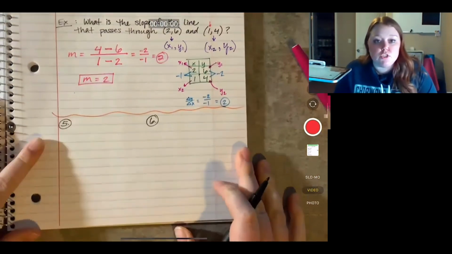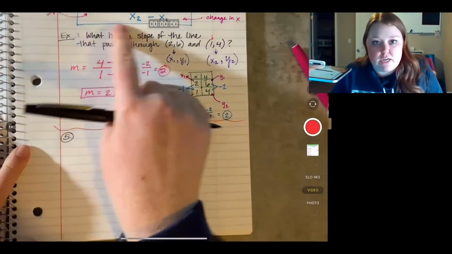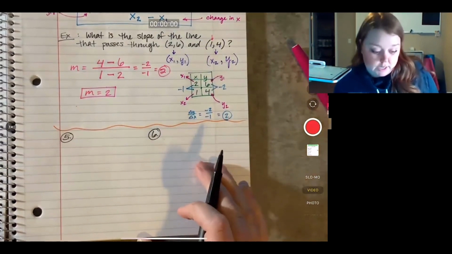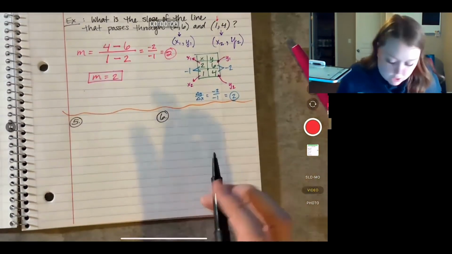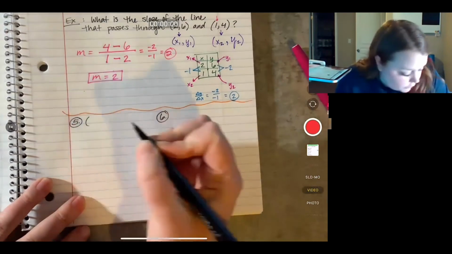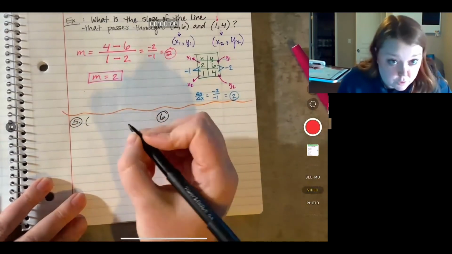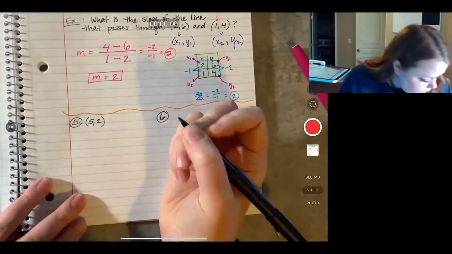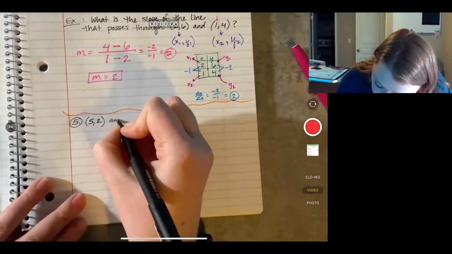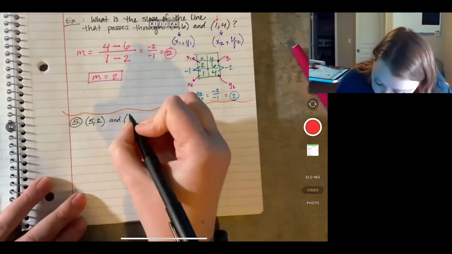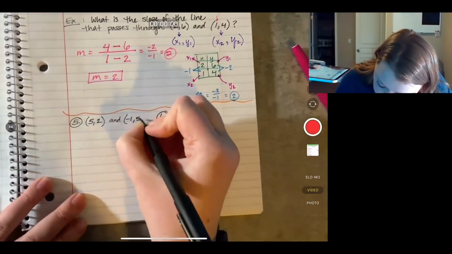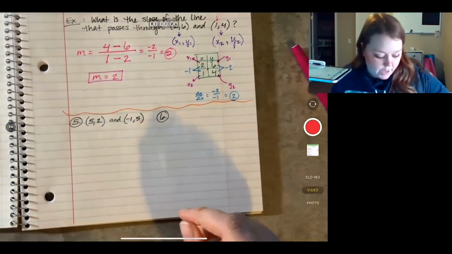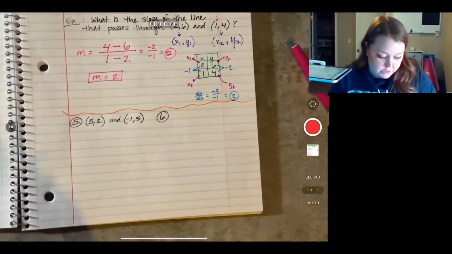Okay. So instead of writing this statement every time, I'm just going to give you the 2 ordered pairs, but you are trying to find the slope of the line that passes through the given points. So here is your first ordered pair, 5, 2, and -1, 5. So we're finding the slope of the line that passes through those 2 points.